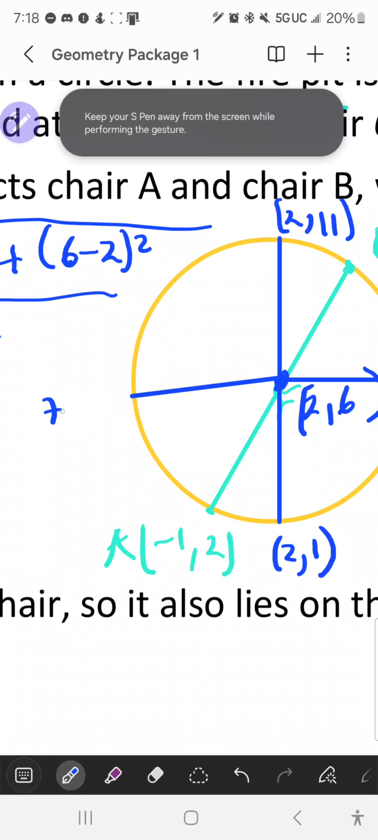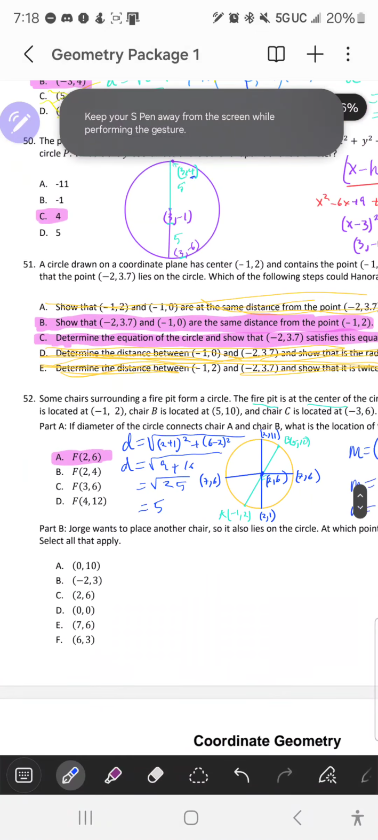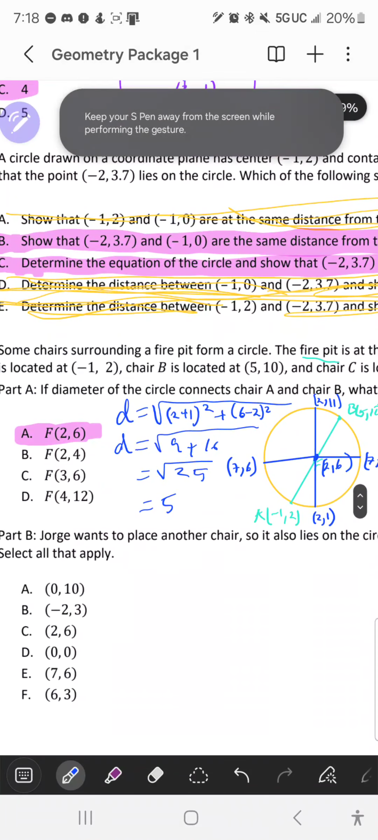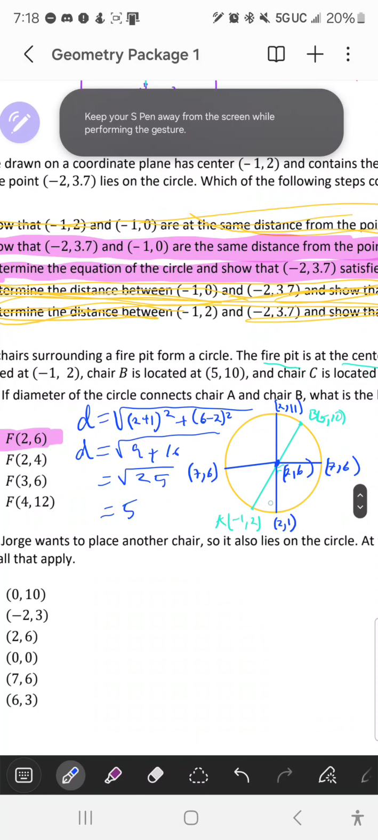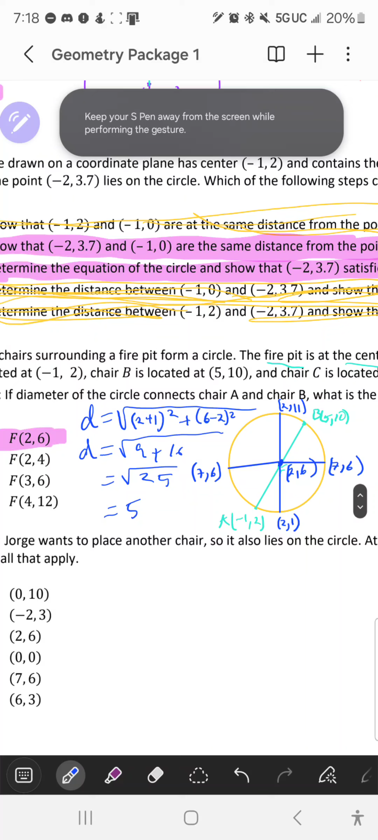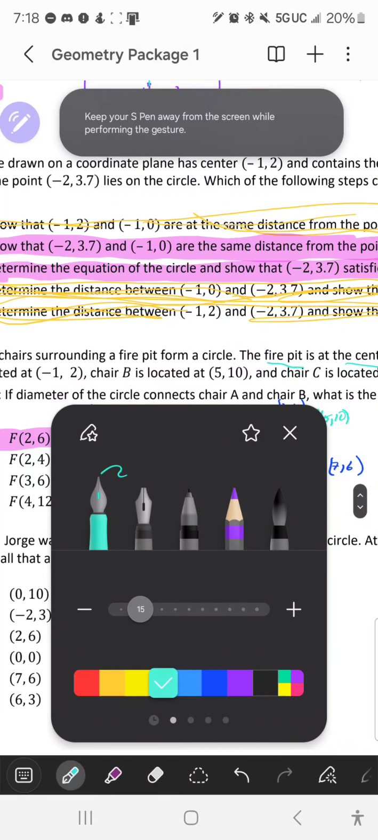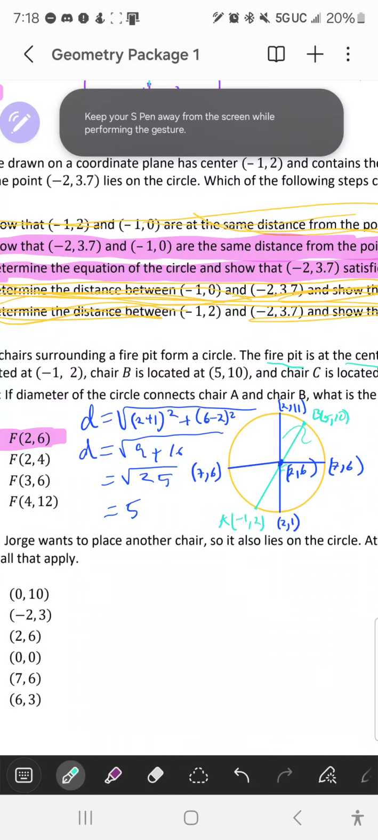2 plus 5 is 7, so 7 comma 6. These are my points. Now I'm going to check the others. So 0 comma 10 is going to be okay. It also lies on the circle. So 0 comma 10 could be an answer. I think 0 comma 10 is going to be over here.